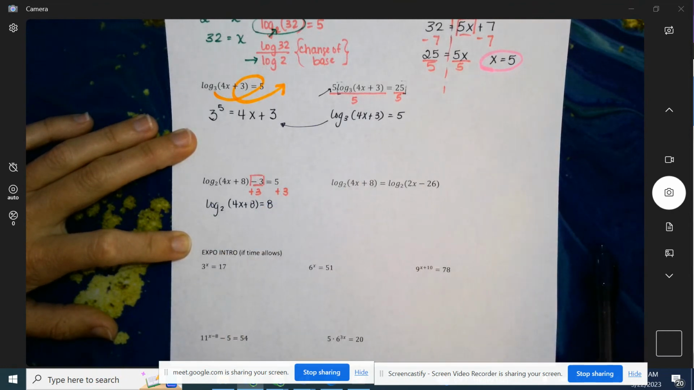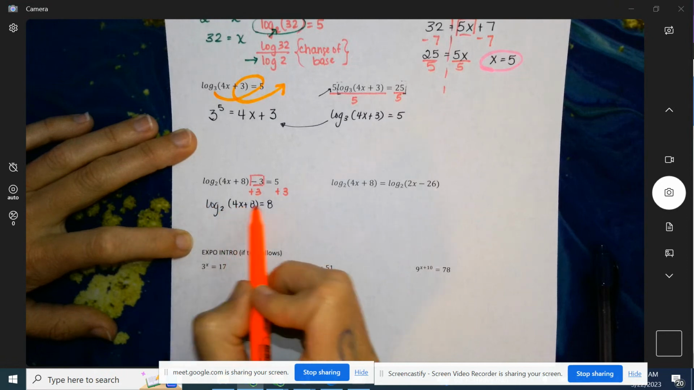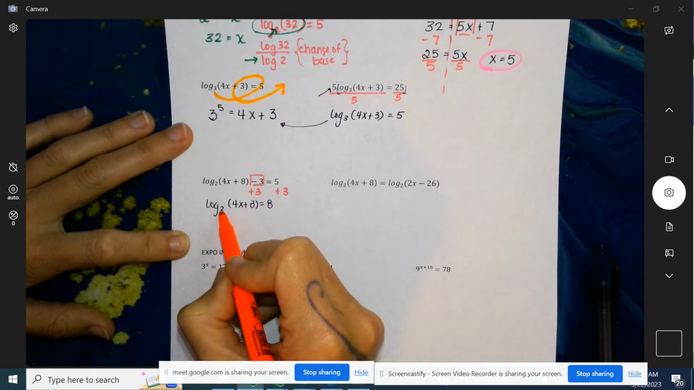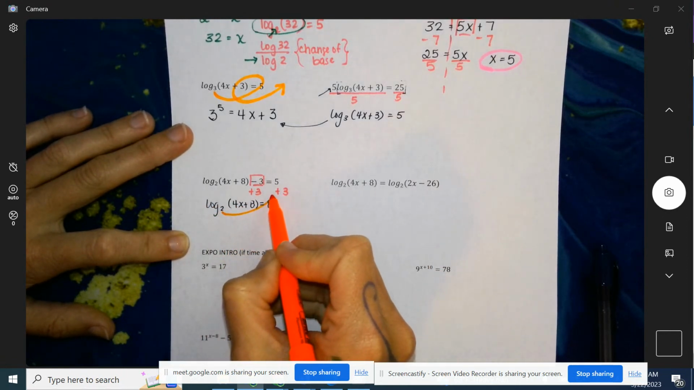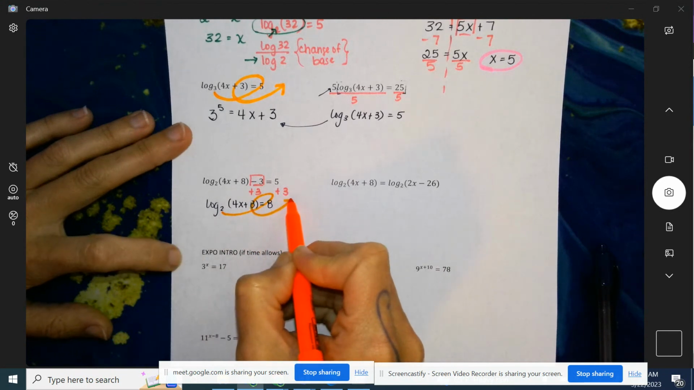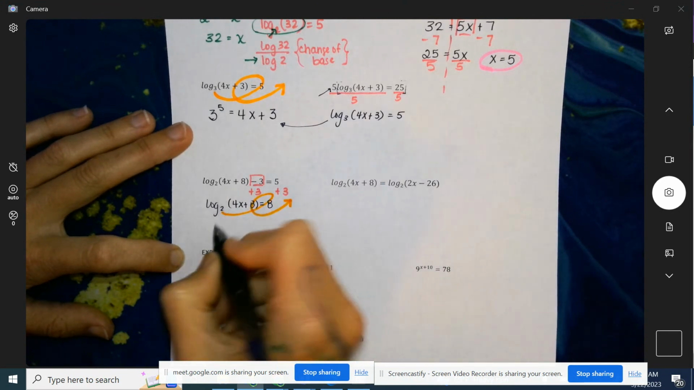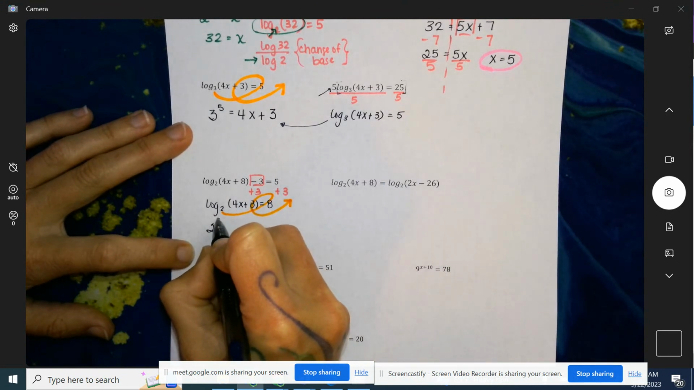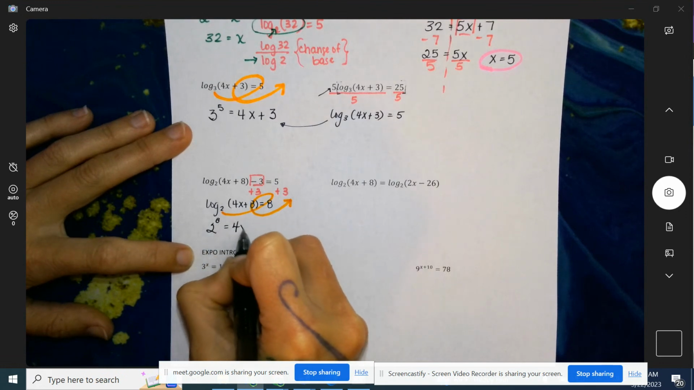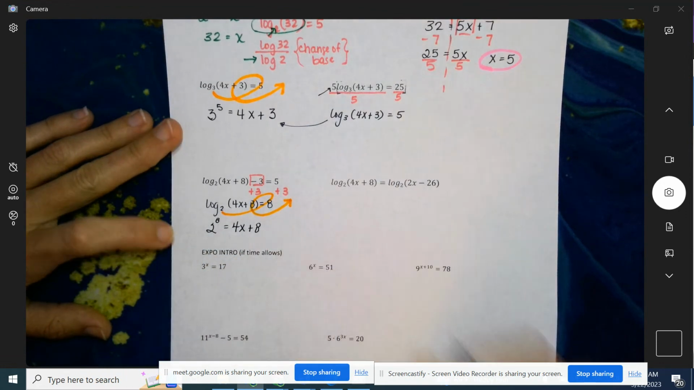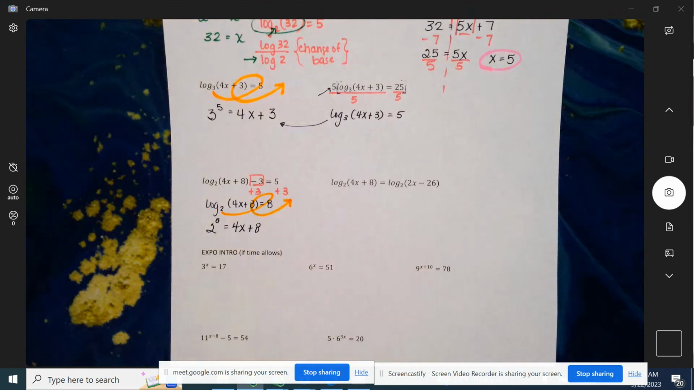Then from here, it is log base 2 of 4x plus 8 is 8. So now we can convert it. Grab our base, go grab our exponent, and come out with our output. So 2 to the 8th power is 4x plus 8. Again, that's just a matter of plugging this in your calculator, figuring out what 2 to the 8th is, and then solving for x. These are gifts.